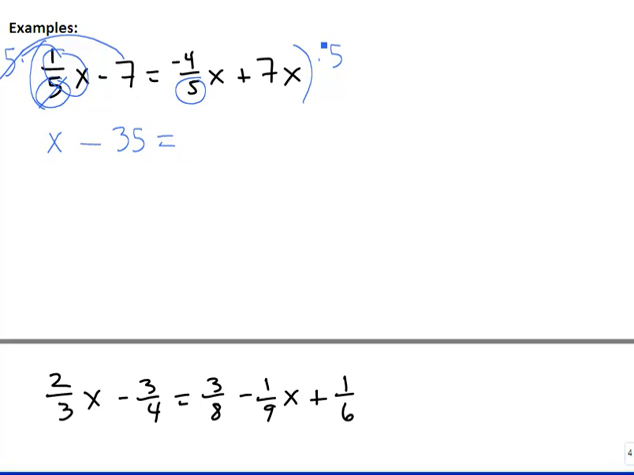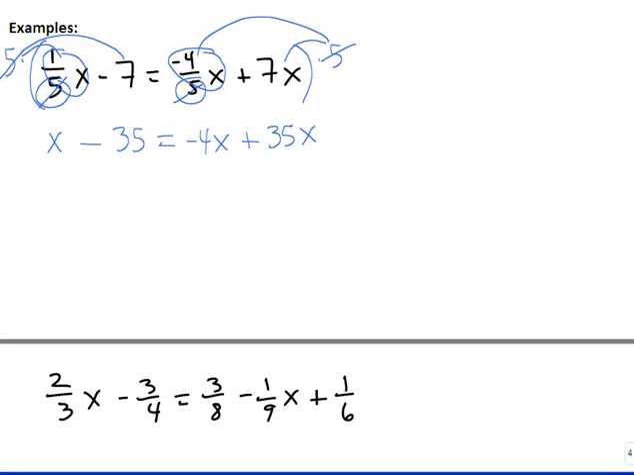On the right-hand side, when I do 5 times -4/5, the 5 in the denominator cancels with the 5 that we're multiplying by, so all we're going to have left is the -4 and the x. And then the last thing we need to do is multiply the 5 times the 7x. 7 times 5 is 35, so this will be 35x.